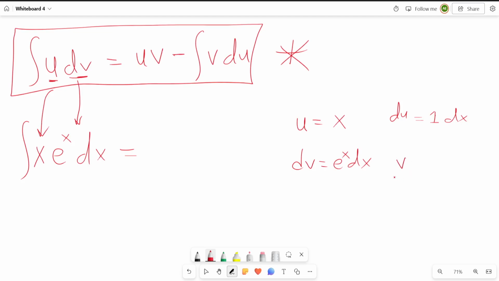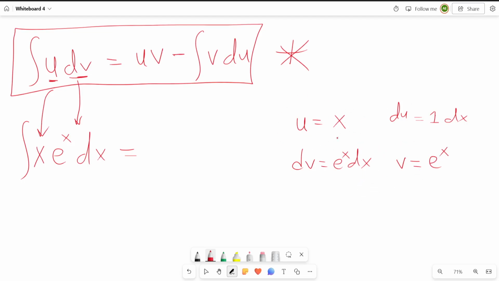And what about v? If I want to get v, I basically integrate dv by dx. So v is the integration of this thing. And I know the integration of e to the power of x with respect to dx is nothing but e to the power of x. So this is the first step you should do in order to solve equations involving integration by parts. You need to choose what is your u, what is dv, okay? Then get your du by differentiating u. Get your v by integrating dv, and then you have everything set up.